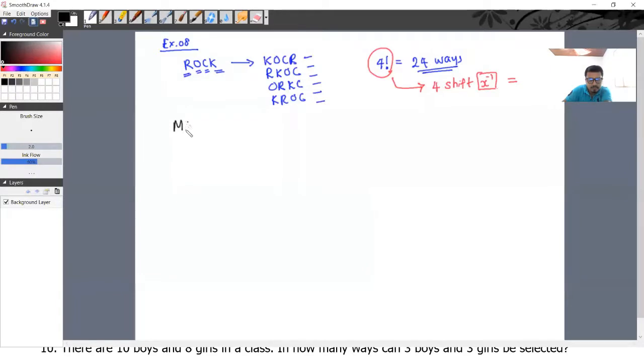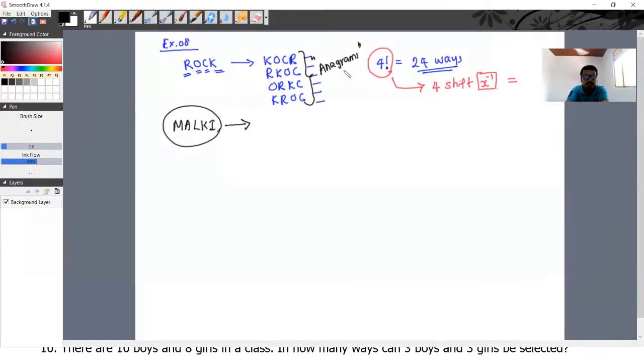If you take this name, what do we call these? We call the new words formed by rearranging letters anagrams. Right? Anagrams. How many anagrams can be formed using this name? Using the letters in the name Malki, how many anagrams can be formed?